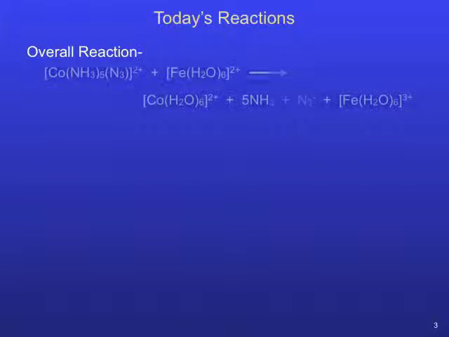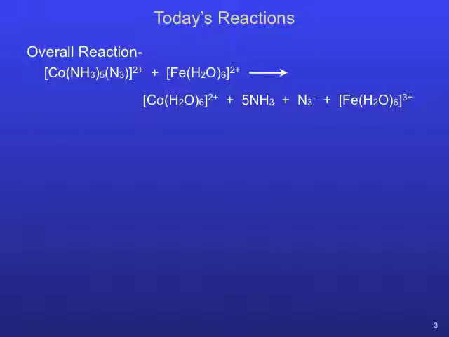In this experiment, azidopentaamminecobalt(III) reacts with hexaaquairon(II). This redox reaction involves a 1-electron transfer from the iron complex to the cobalt complex, resulting in the oxidation of iron and reduction of cobalt.